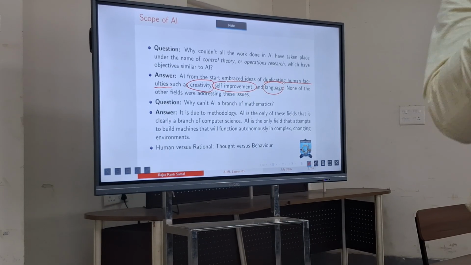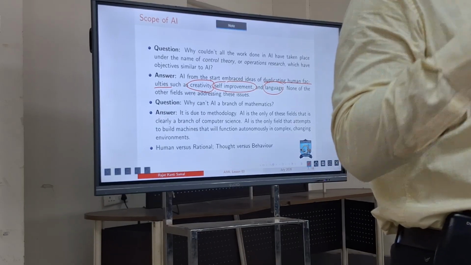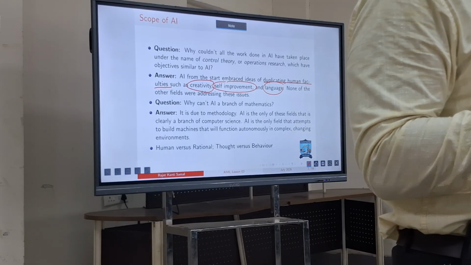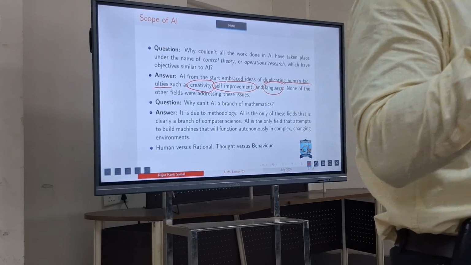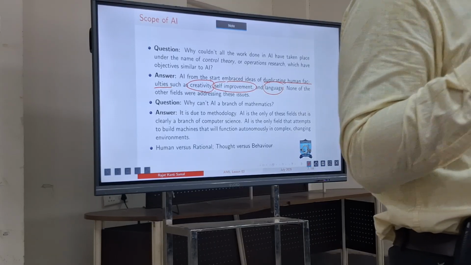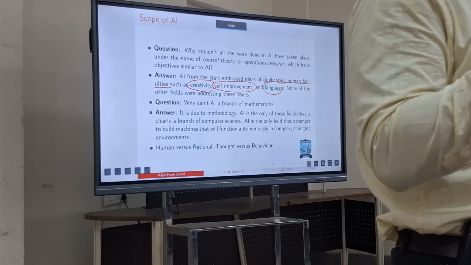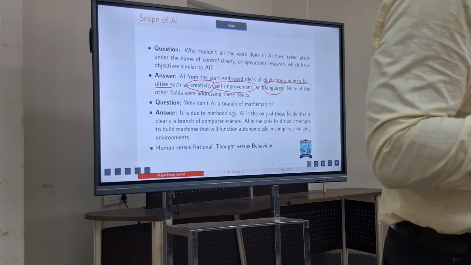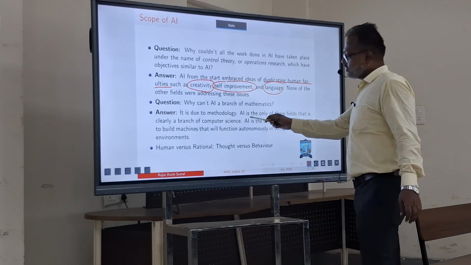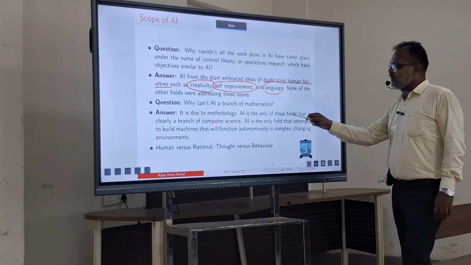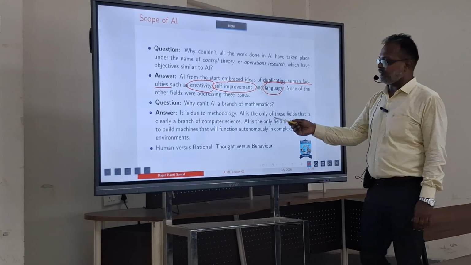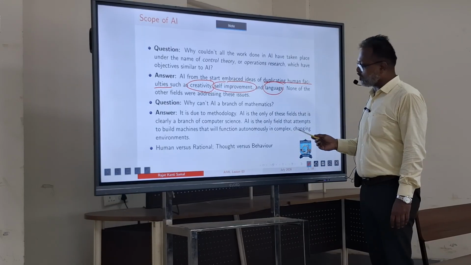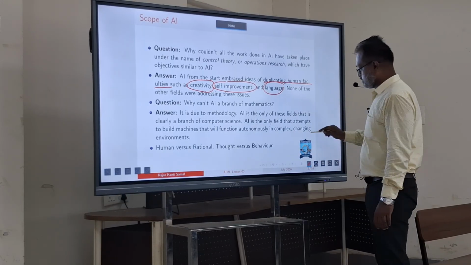In fact, at the end of the course, you will appreciate that AI is completely different from mathematics. If AI has to survive, it has to be different from mathematics because we are not mathematical. Our social structure, the way we operate, is not mathematical. Mathematics has strict rules, only applied in a limited way, not applicable to the real world. Okay. It is due to methodology. AI is the only one of these fields that is clearly a branch of computer science. AI is the only field that attempts to build machines that will function autonomously in complex, changing environments.